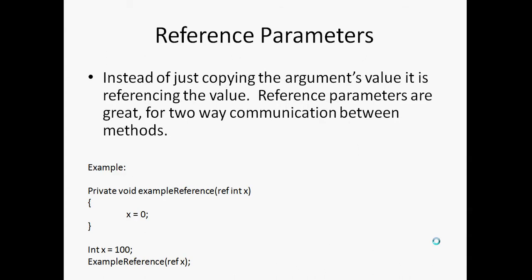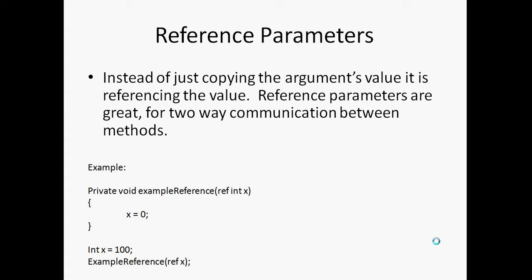Reference parameters. Instead of just copying the argument value, it is referencing the value. Referencing parameters are great for two-way communication. So instead of it just taking the variable and making a copy of it, it's actually referencing it, so it will actually be changed in the program.